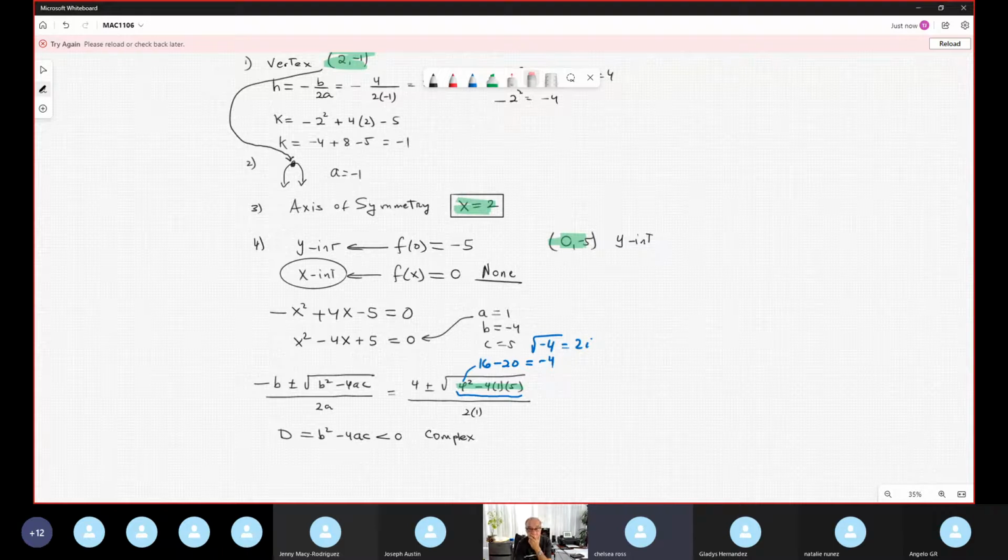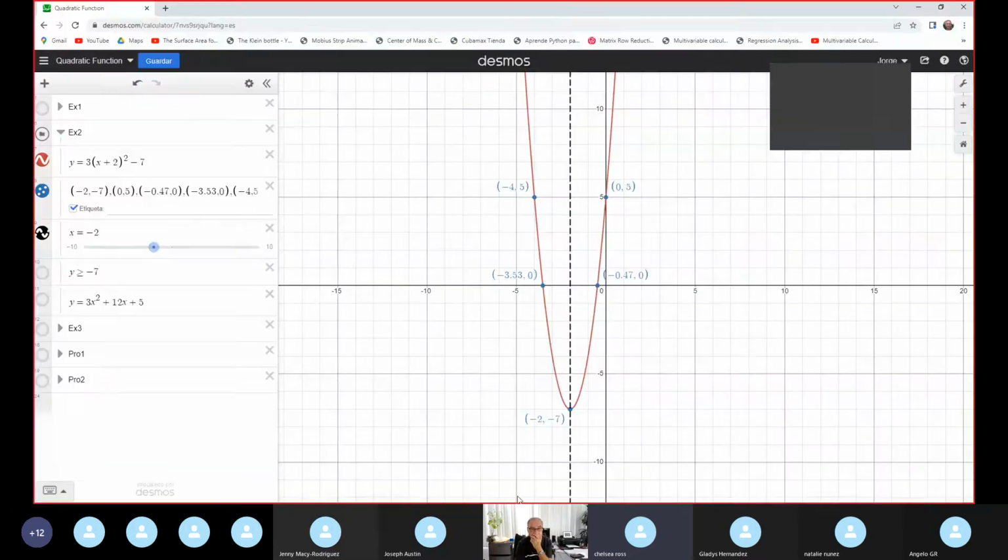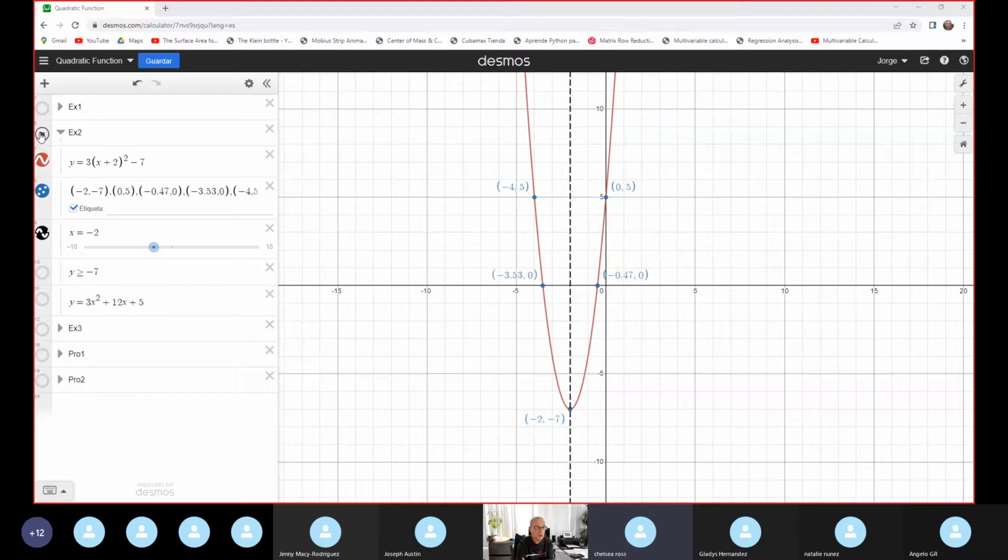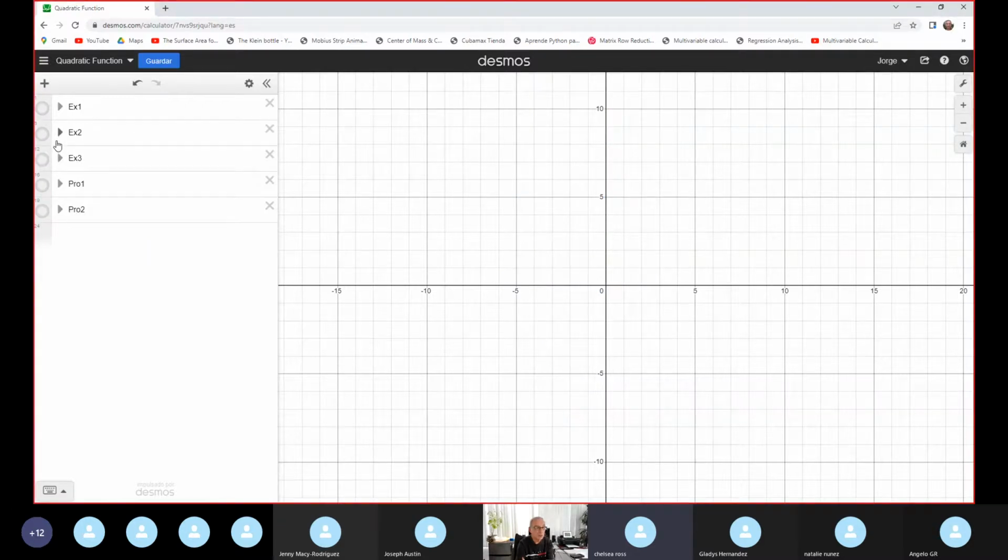Share the screen. Desmos. Okay, here you go. Do you see Desmos? Yes. We are doing now example 3, no, 2.